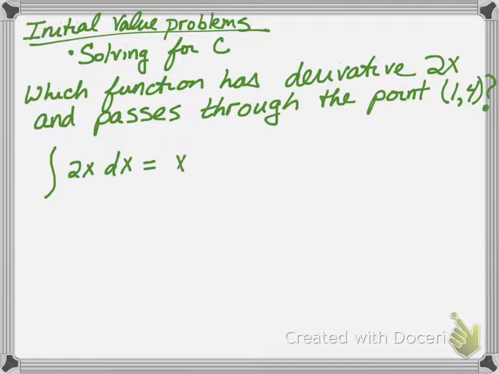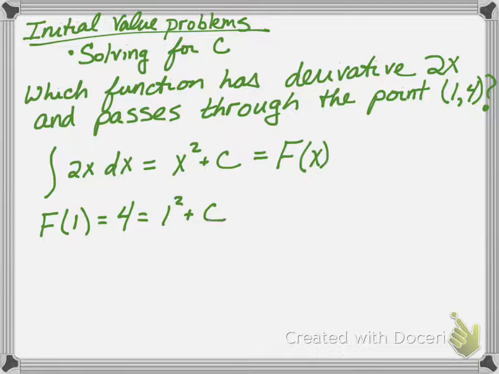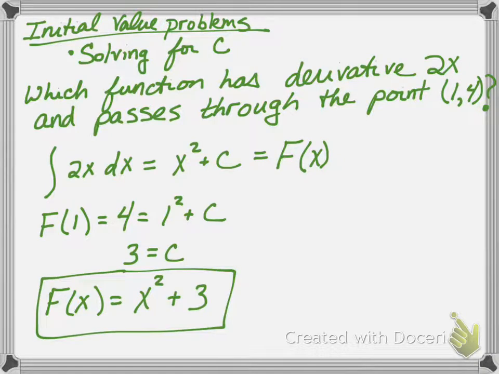Well, the antiderivative of 2 times x is x squared plus c. And I'm going to call that capital F of x. And we are told that F of 1 equals 4, but that's the same thing as 1 squared plus c. Subtracting 1 from both sides of the equal sign, we get 3. And so capital F of x equals x squared plus 3. That's the function whose derivative is equal to 2x, and it passes through the point 1, 4.